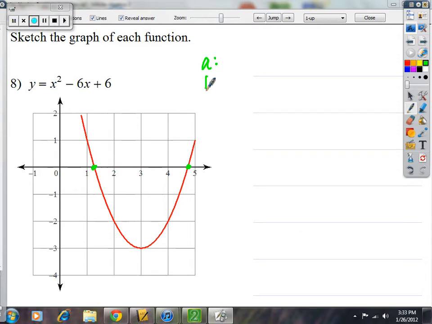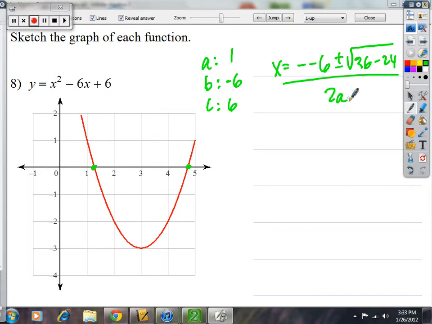So let's do this real quick. Let me show you A, B, and C. A is 1, B is -6, and C is 6. So it's going to be x equals negative b plus or minus the square root of b squared minus 4 times a times c, all over 2a, or 2 times 1. Okay, your discriminant is just what's under the square root, so it's just this part right here. 36 minus 24, so the discriminant is 12.